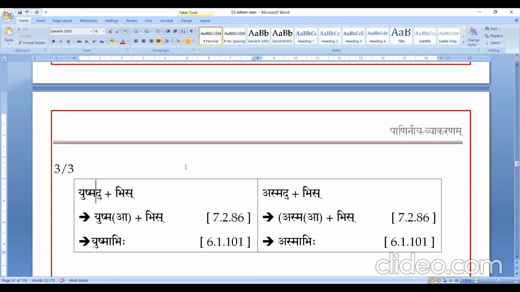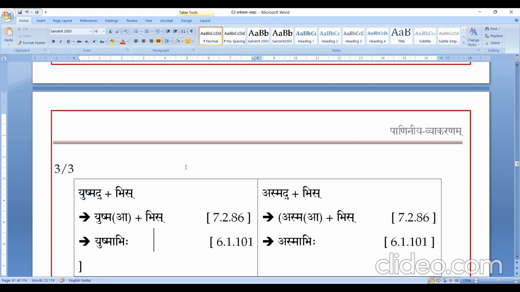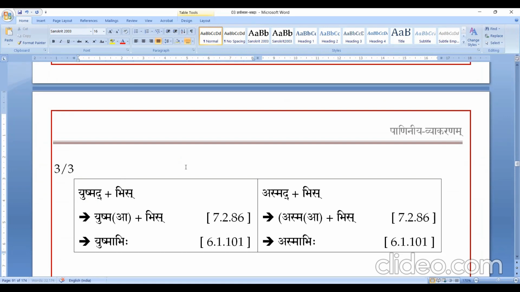akara. What happened? Why has yushmad not undergone any other change? It is not dvivachana. If it were dvivachana, then yushma would have become yuva. It is not dvivachana, it is bahuvachanam. Therefore, up to the ma, the yushma shabda will remain as it is. Similarly, asmad also. Only akara adesha will get. Therefore, yushmabhih, asmabhih.